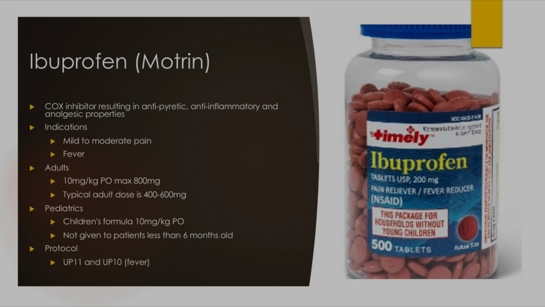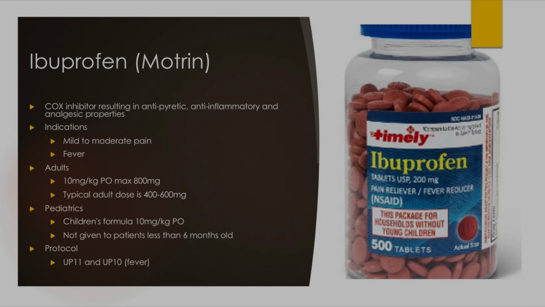Adult dosing is typically 10 milligrams per kilogram by mouth, up to a maximum of 800 milligrams per dose, although most adult doses land around 400 to 600 milligrams. Pediatric dosing is also 10 milligrams per kilogram by mouth using the children's formulation. One important rule: it's not given to patients under 6 months of age. For pediatric fever, we usually treat when it's above 100.4 Fahrenheit or 38 Celsius, not just for comfort, but to reduce metabolic demand and improve overall tolerance.